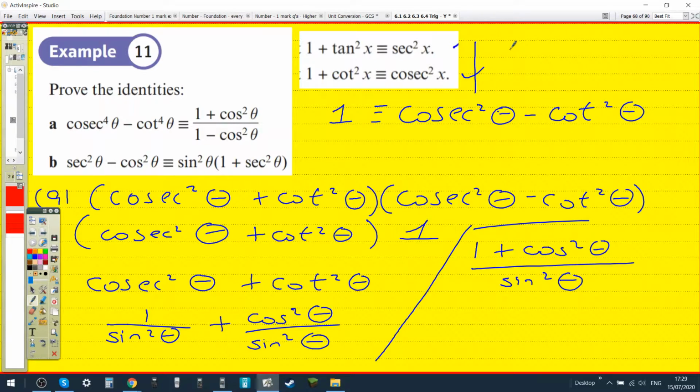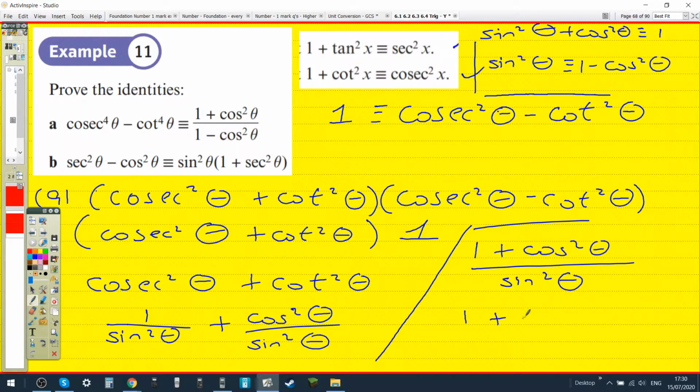And we want the sine squared theta to become 1 minus cos squared theta. And do you know why it is the same thing? Oh yeah, because sine squared theta plus cos squared theta equals 1. So we just replace the sine squared theta with 1 minus cos squared theta. Yeah, and that's where it comes from. So 1 plus cos squared theta over 1 minus cos squared theta.